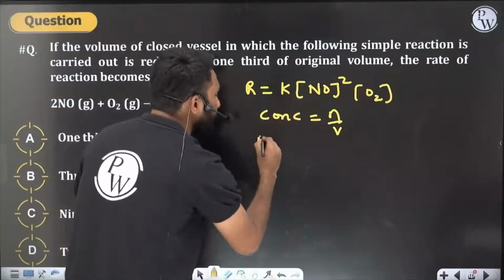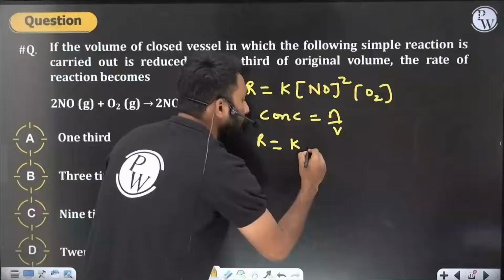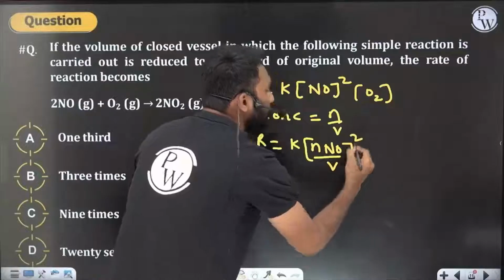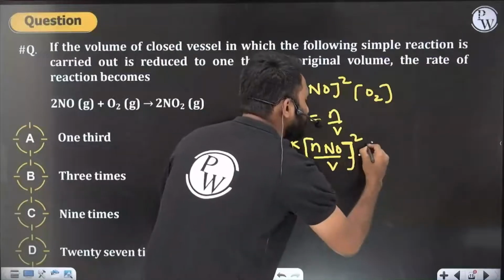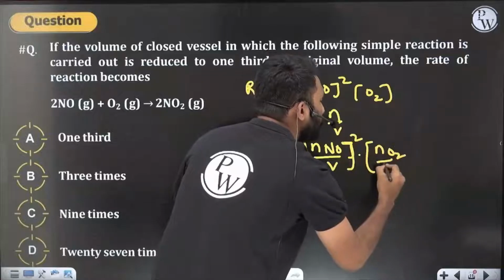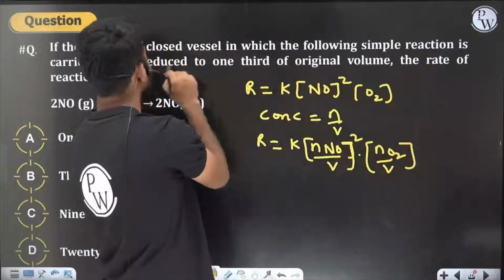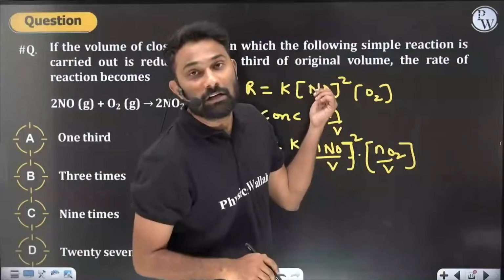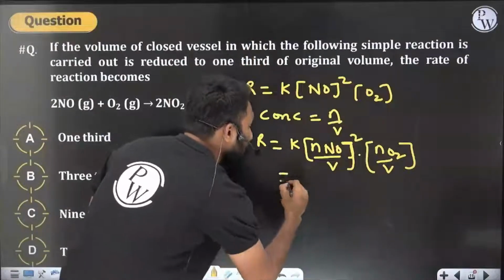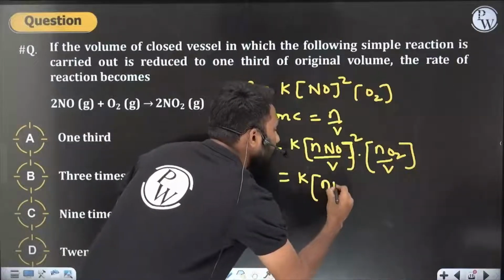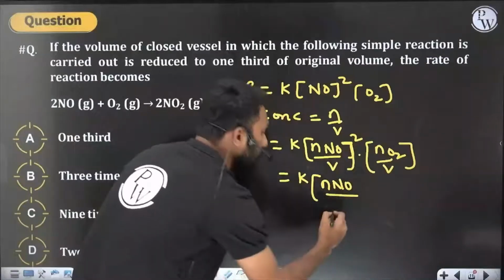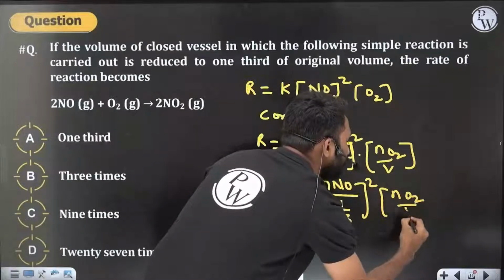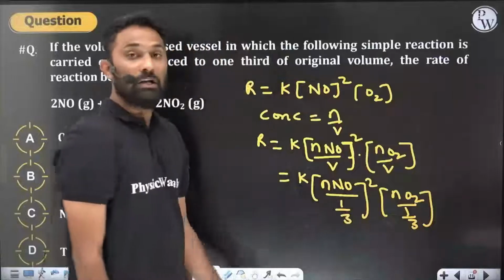Now here, rate is equal to K into (moles of NO by V) to the power 2 into (moles of O2 by V). Now how much volume? The volume is reduced to 1/3 of the original volume, right? So here K, NO by 1/3 of the original volume, and O2 by 1/3 of the original volume.